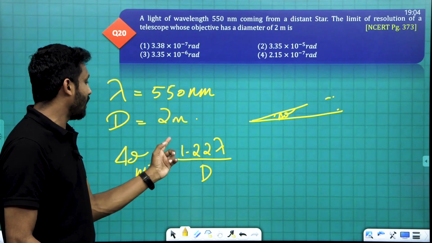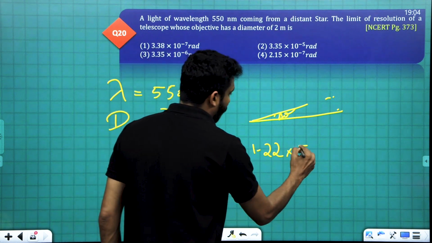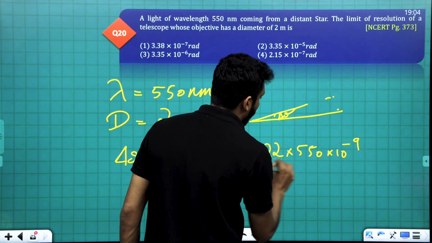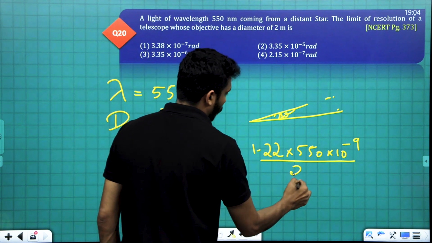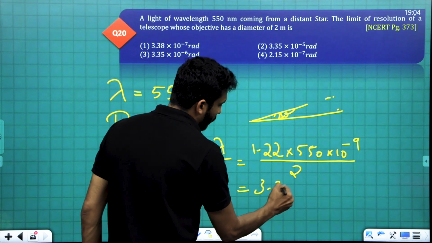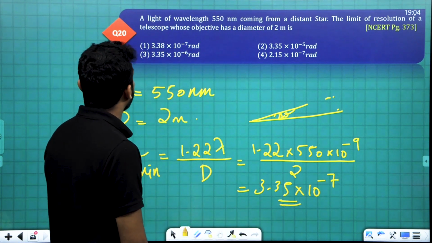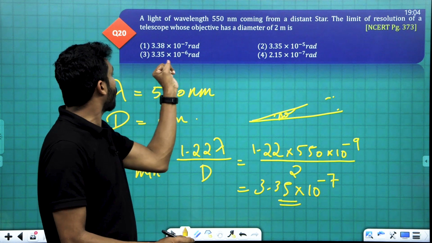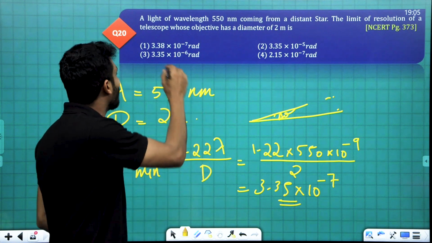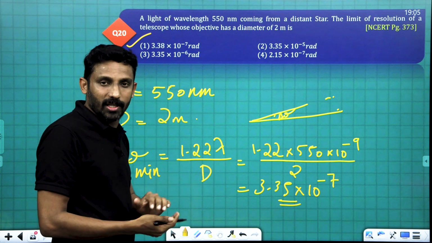Lambda is 550 and d is 2. So 1.22 into 550 into 10 power minus 9 divided by 2. Solving it, we get 3.35 into 10 power minus 7. So this is the approximate result. 3.35 into 10 raised to minus 7 is the answer to this question.